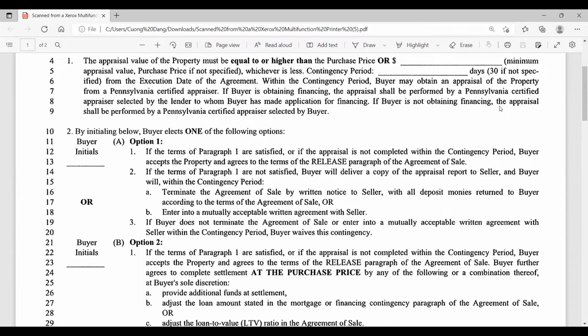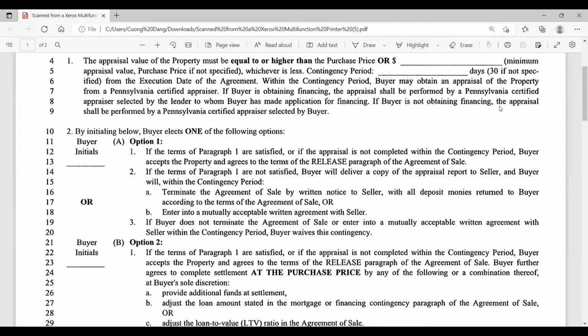Option 1: if the terms of paragraph 1, referencing back to the paragraph we just went over, are satisfied, meaning everything's okay, or if the appraisal is not completed within the contingency period. So you have a satisfied appraisal, or the appraisal has not been completed, buyer accepts the property and agrees to the terms of the release paragraph of the agreement of sale. Okay, does that sound like there's a way for the buyer to get an extension there? No.